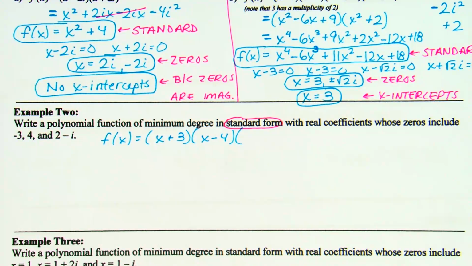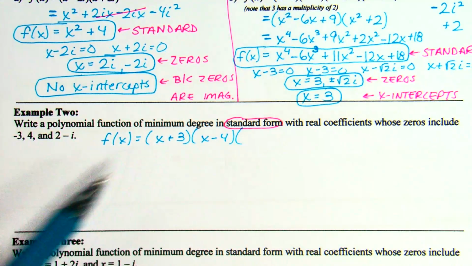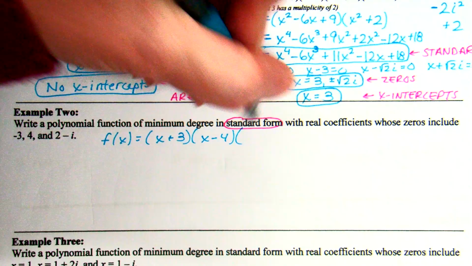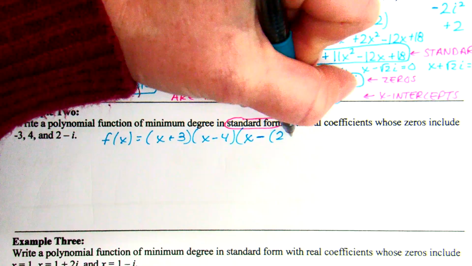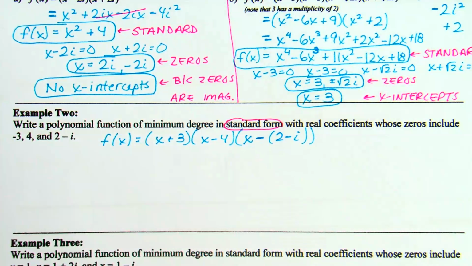Not exactly. So, first of all, keep in mind, how did we get x plus 3? Technically, that is doing x minus -3, right? How do we get x minus 4? That's doing x minus 4. For this first time through, I'm going to write it out as x minus, and then in parentheses, 2 minus i, because it's still doing x minus whatever that zero is. In this case, the zero is 2 minus i.